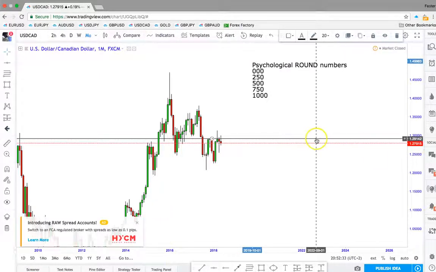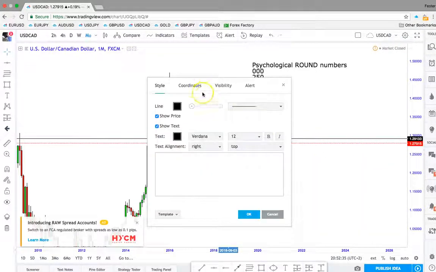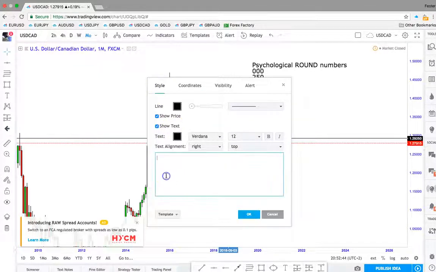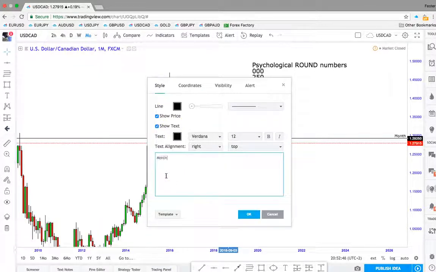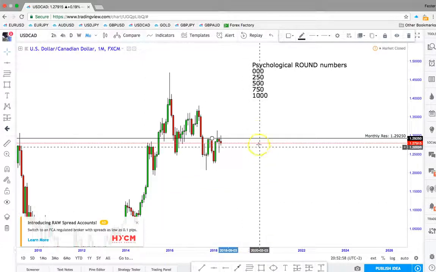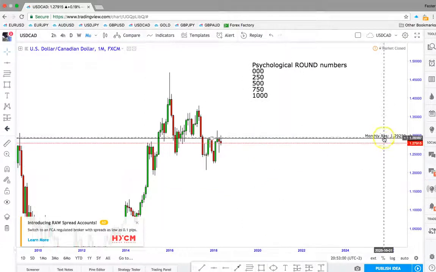Okay, so all you'll do is you'll then format it, go to coordinates, and you'll say 1.29250, and then you'll go back to star, and you will call this a monthly resistance at 1.29250. There we go. So why is it called resistance?